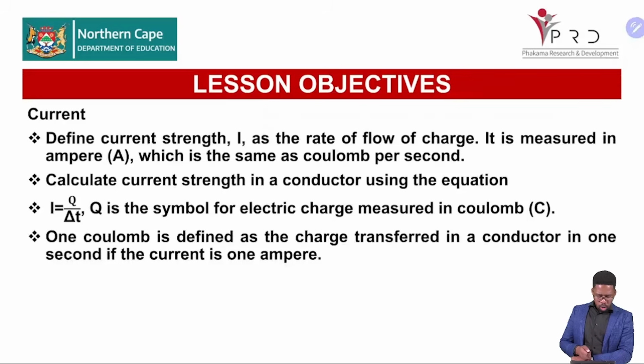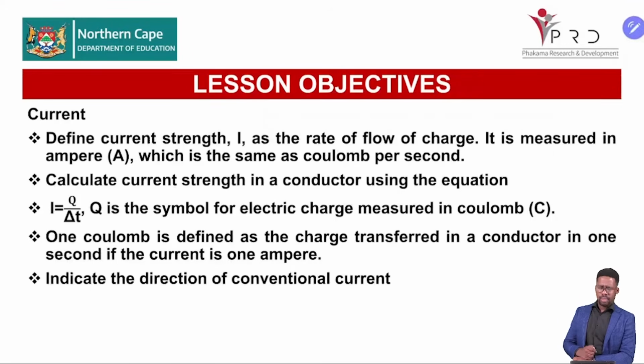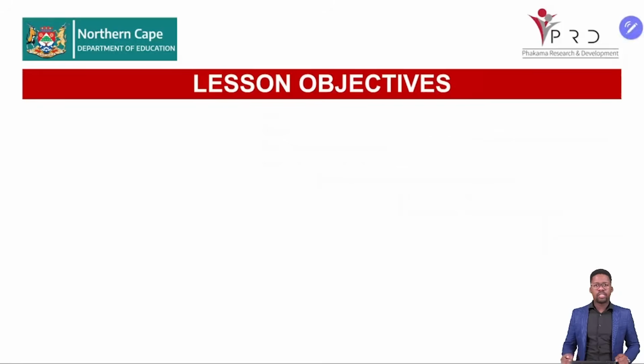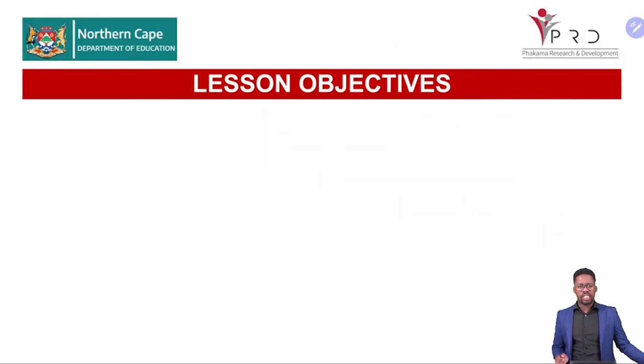Then furthermore, 1 coulomb, we are going to define the charge as the charge transferred in a conductor in 1 second if the current is 1 ampere. Then we're going to indicate the direction of the conventional current. What else are we going to learn about today?